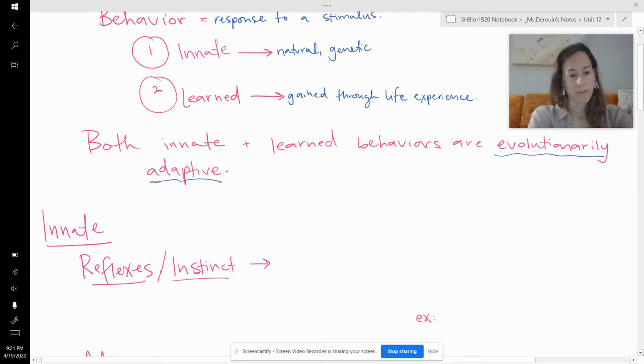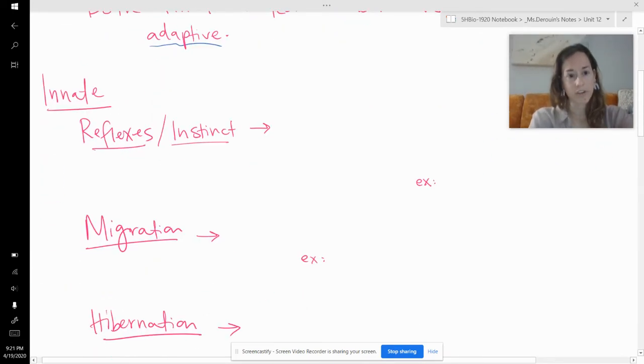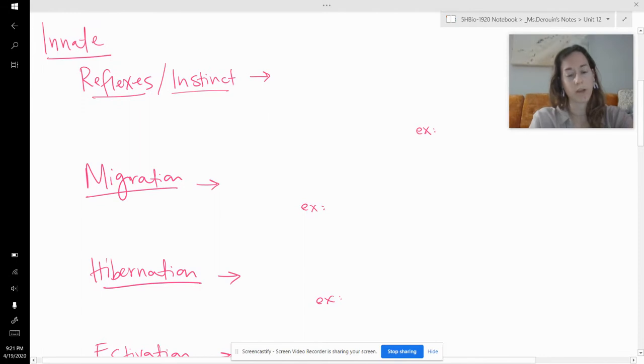First thing I want to talk about are innate behaviors. So these are the natural behaviors. What I'm going to do is give you a short definition of them and then also an example. A lot of these have really cool video examples or picture examples, so I'll embed those in the Edpuzzle, but I definitely recommend Googling them if they're things that you're interested in, because there are some really cool videos on YouTube of animals actually doing these different behaviors.